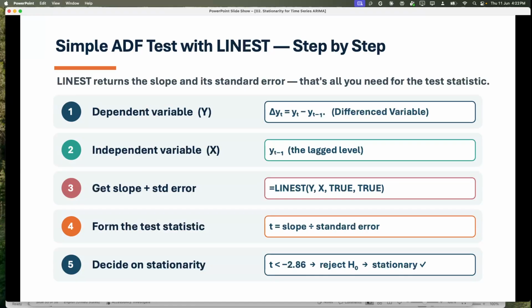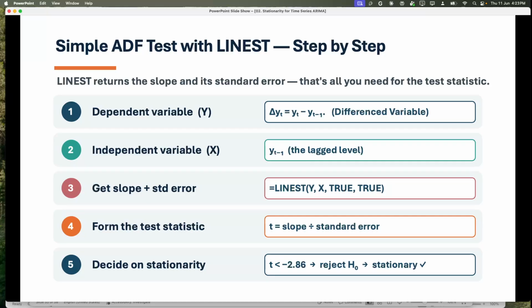Once you want to run a regression, you have a dependent variable and an independent variable. The dependent variable y is nothing but the differenced variable. So first we will take the difference series, then we will have a lag series. The lag series is the independent variable, and the original difference series is the dependent variable. Then once you have the data, we will use a regression. We want to find out the slope and standard error. We will simply run the regression with y, x, true, true, and we will get the slope and the standard error.